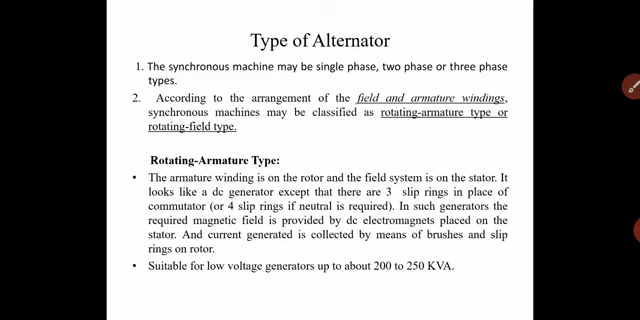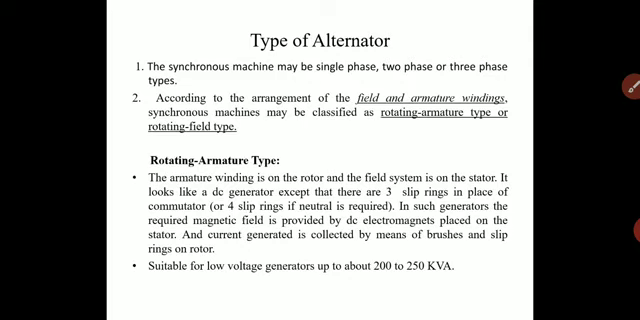And the three phase means the armature has three sets of windings placed so that there are three outputs with a mutual phase difference of 120 degrees, meaning three windings are placed apart from each other by an electrical angle of 120 degrees. Three windings have two configurations, star or delta.